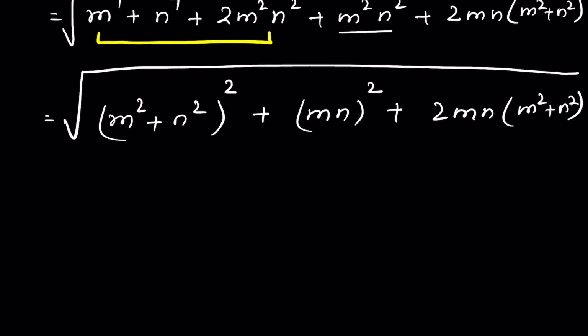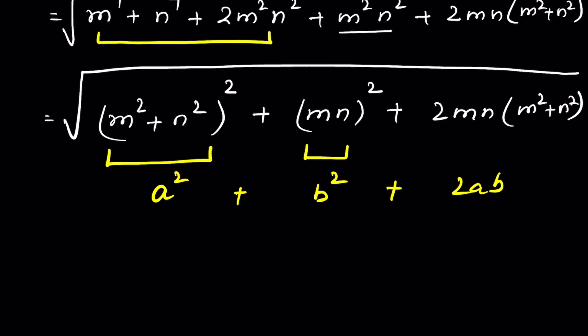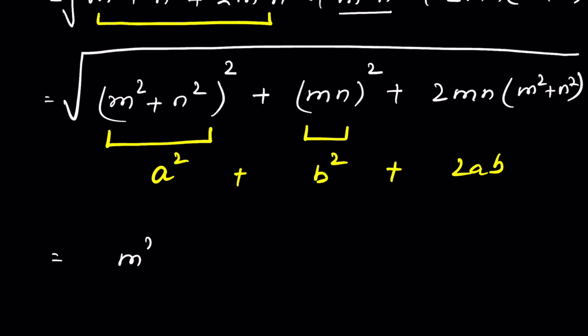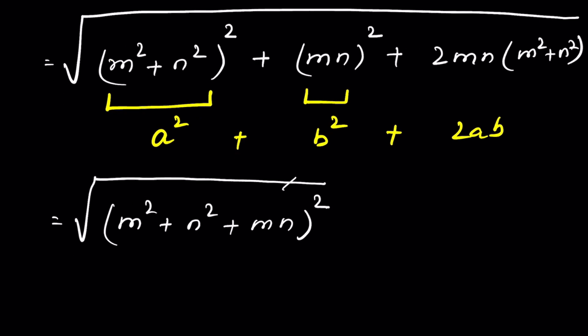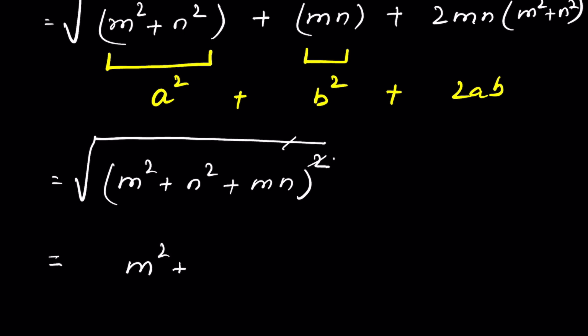Now again if you consider m square plus n square as a and mn as b, then it is in the form of a square plus b square plus 2ab, and this algebraic expression is equal to a plus b whole square. So this will be m square plus n square plus mn whole square under square root. Now we can remove the square root with the square, because square root means the exponent of 1 upon 2. So this 2 and this 2 get cancelled. So we have m square plus n square plus mn.